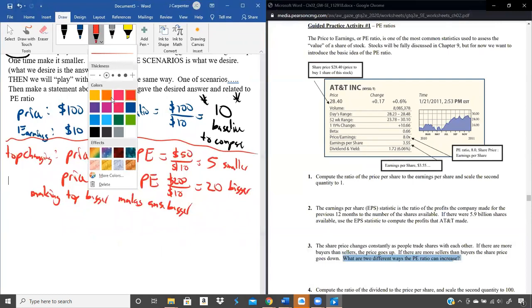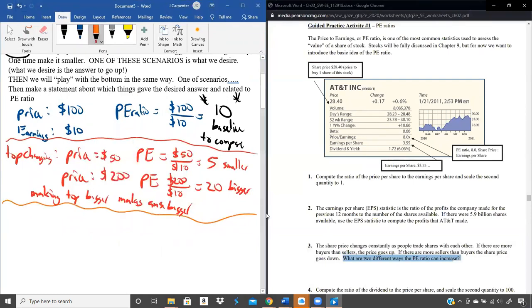Now let's do the bottom. So for the bottom changing, now we're not changing the price anymore, we're changing the earnings. The earnings was originally 10, so one time you need to make it smaller, one time you need to make it bigger. Mr. Beckner, what number should I make them? Should I make them 9? Should I make them 8? Should I make them 7? Yes, make them 9 or 8 or 7 or 3 or 1 or 0.02. I don't care. Make it smaller than 10 one time, make it bigger than 10 one time. Don't overthink this. Do something, don't stare blankly at your paper.